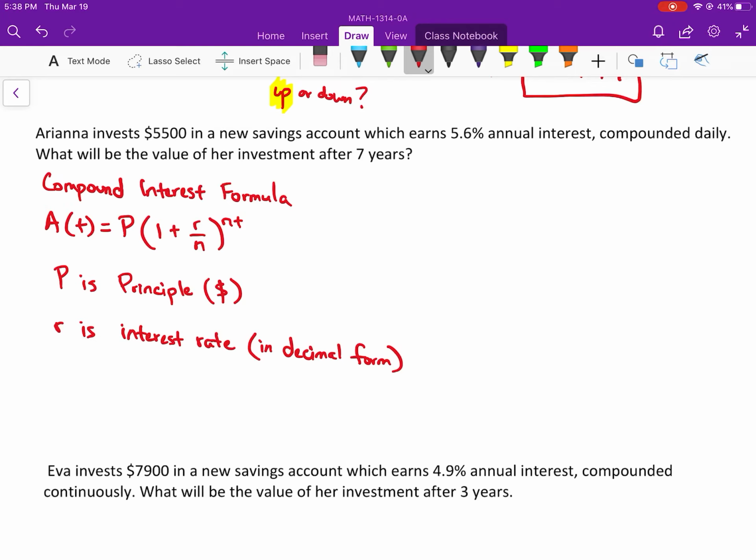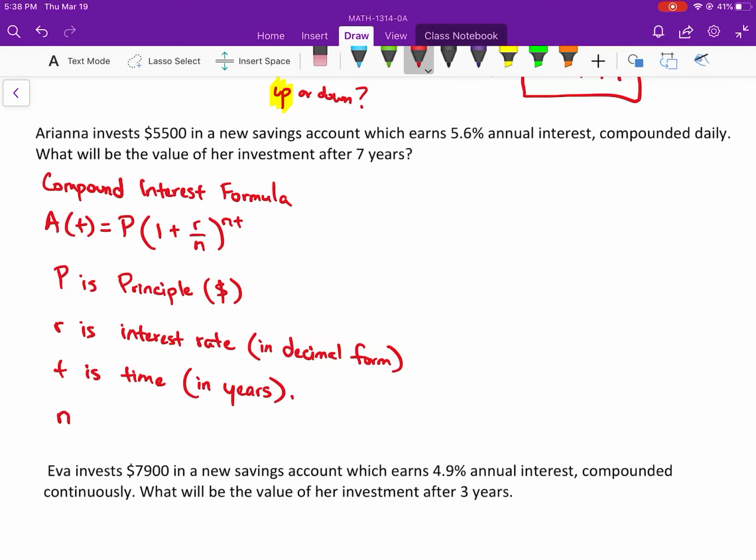All right. T, of course, is time. And the important thing about time is it must be placed in years. Okay, it must always be in years. So, say for example, this had said 7 months up here instead of 7 years, I'd have to put that as 7 over 12 because it expects it to be in years. Time must be in years.